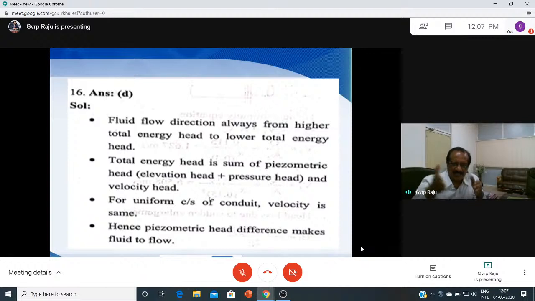So when the velocity is the same, you can cancel both at A and B. Velocity at A is equal to velocity at B, so we can cancel them. It depends on P by W plus Z at A compared with P by W plus Z at B. What is P by W plus Z? It is called the piezometric head. Because the velocity is the same, instead of total head you can take the piezometric head. When the piezometric head at point 1 is more than the piezometric head at point 2, the flow is from 1 to 2. That is the answer here.